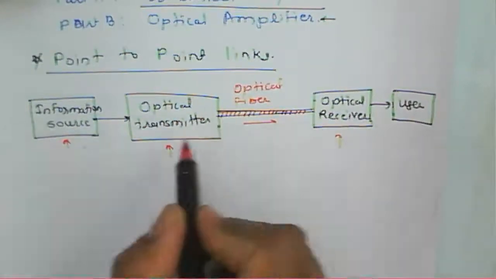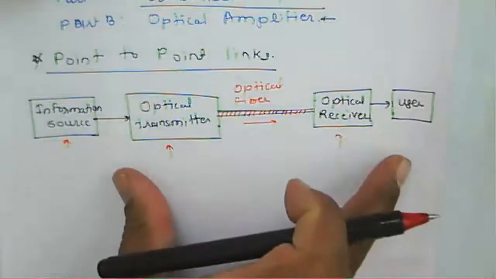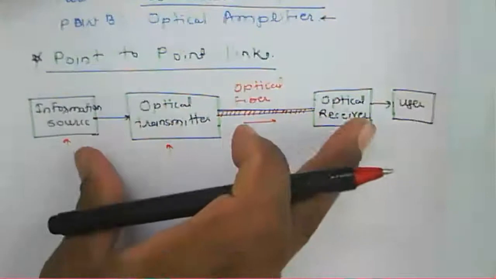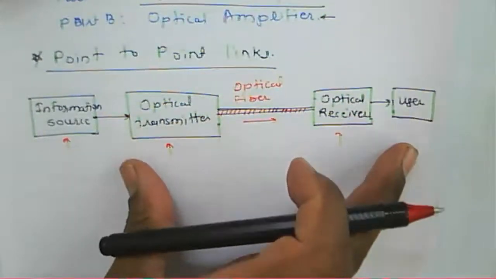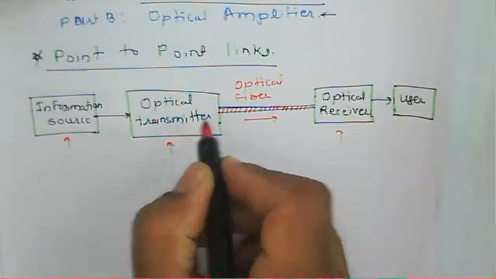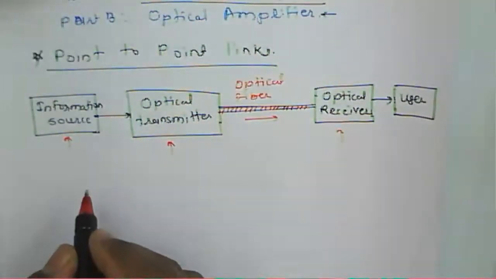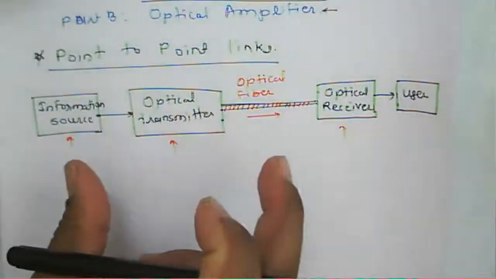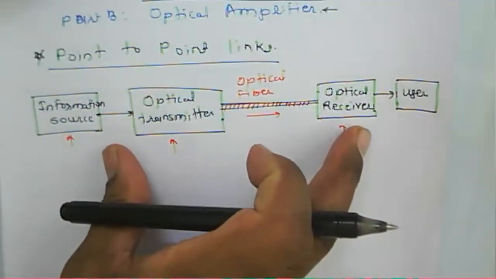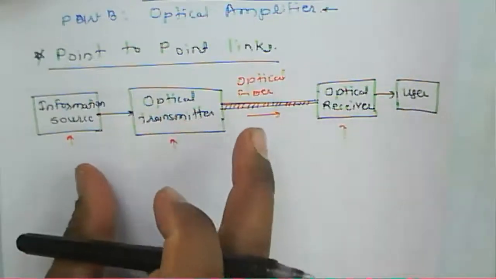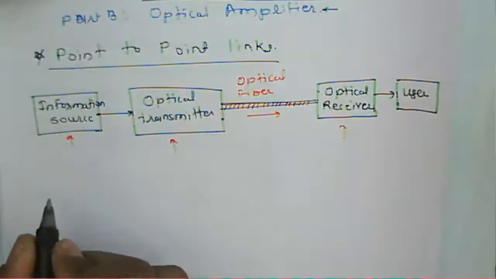So in designing any link, an optical transmission link or a point to point link in optical communication, we need to know about these three factors: what will be your fiber, what will be the source, and what will be the detector. So we see the requirement of this link, so it will transmit the signal in the desired direction.